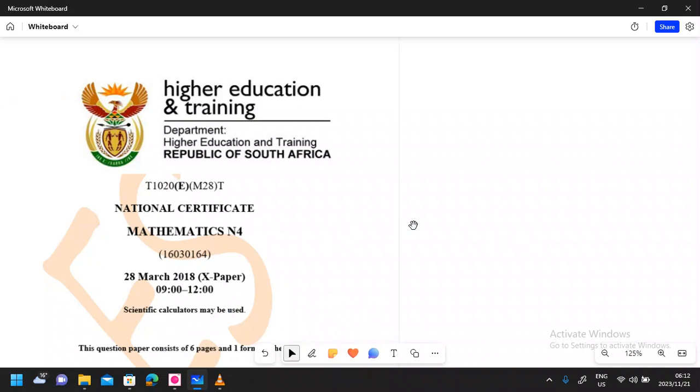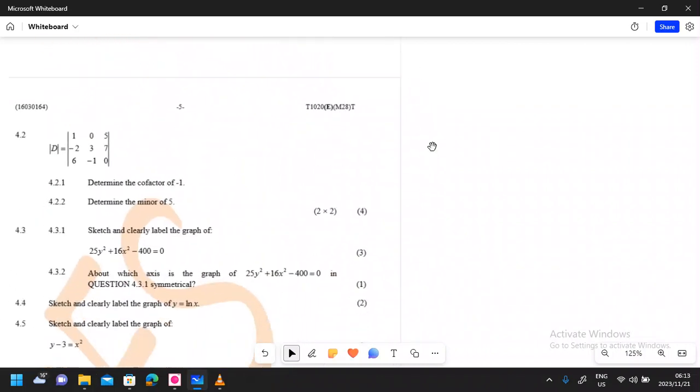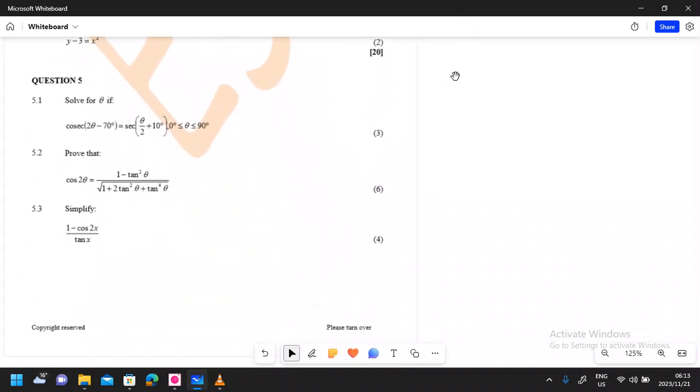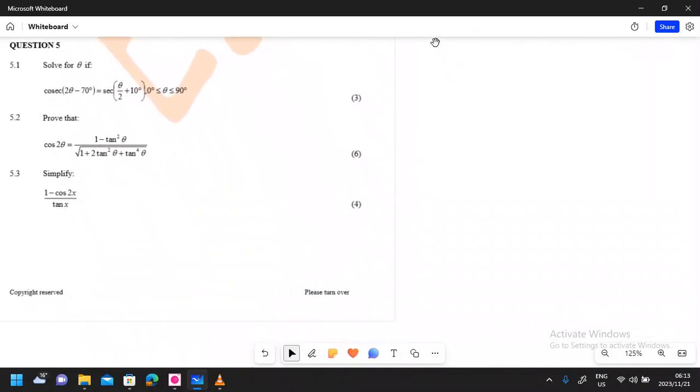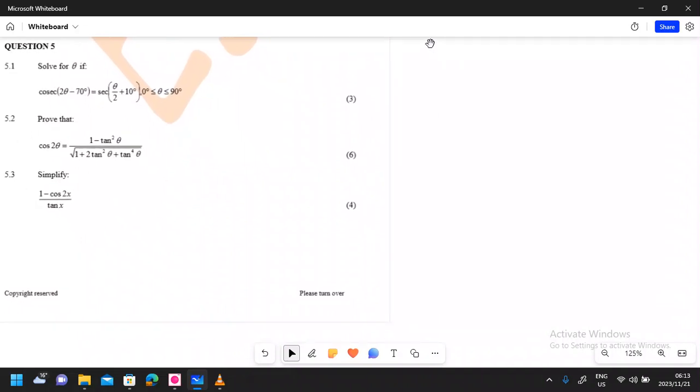So let me just scroll here. Now this is question 4. We have to jump and only show question 5, right? All right, let me adjust. So this is question 5. Now let's start with question 5.1.